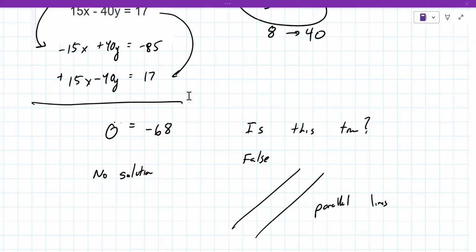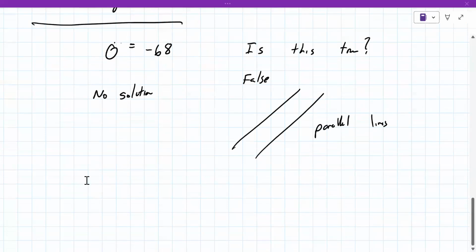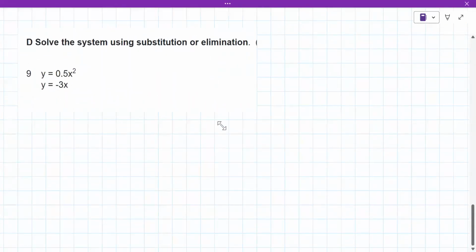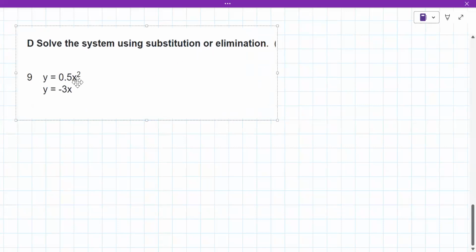Let me know when you're ready to move on to number 9. Okay, I'm ready. All right, here we go. Number 9. So you have your choice here. Solve the system using substitution or elimination.